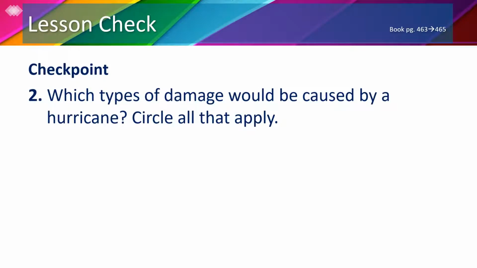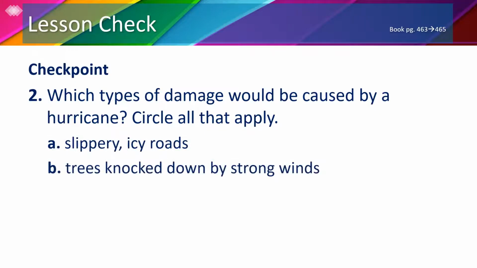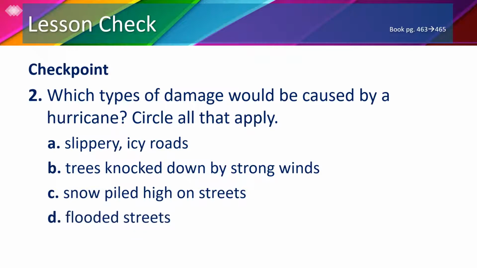For number 2, which types of damage could be caused by a hurricane? Circle all that apply. Is it A, slippery, icy roads? B, trees knocked down by strong winds? C, snow piled high on streets? Or D, flooded streets? A hurricane comes with strong winds and heavy rain, but no snowfall or extreme cold temperature. So, trees can be knocked down by strong winds and streets can be flooded from heavy rain, so both B and D are correct.